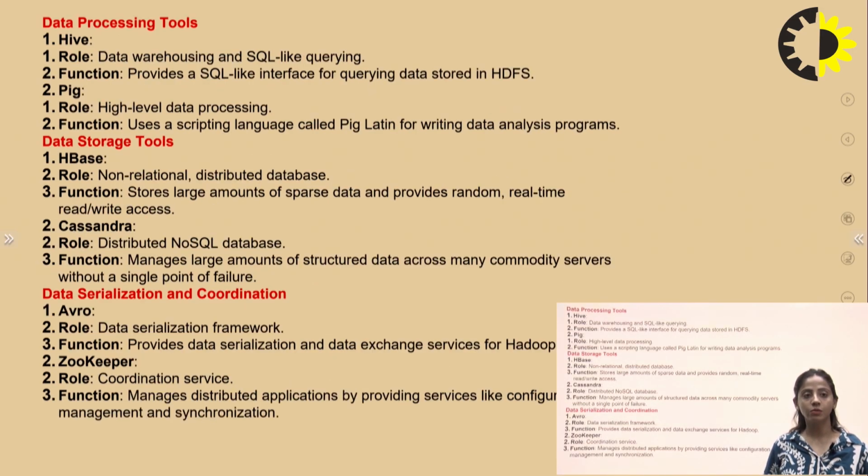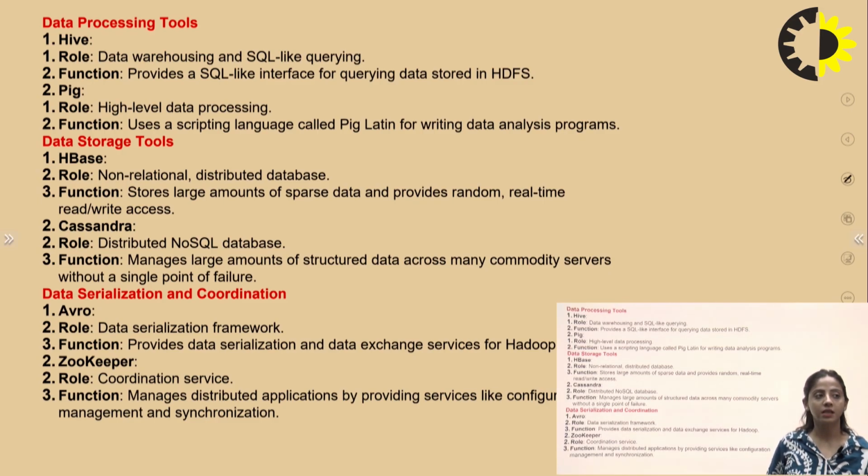Data processing tools are Hive. Hive performs the role of data warehousing and SQL-like querying. The function of Hive is to provide a SQL-like interface for querying data stored in HDFS. Pig performs the role of high-level data processing, and the function of Pig is that it uses a scripting language called Pig Latin for writing data analysis programs.